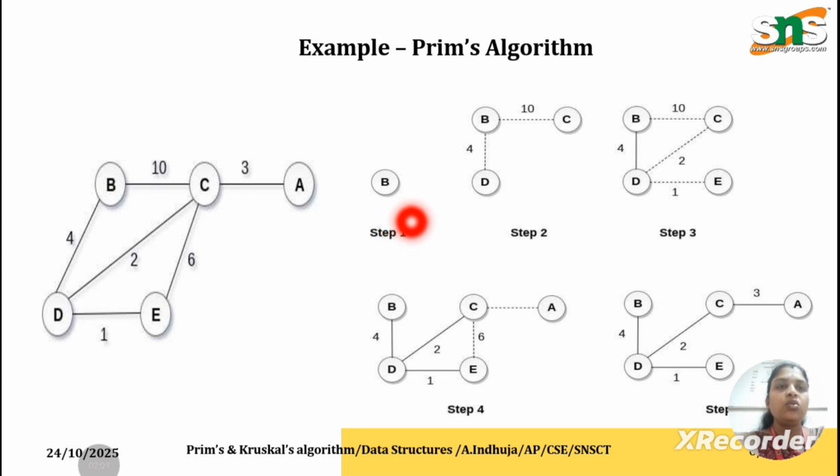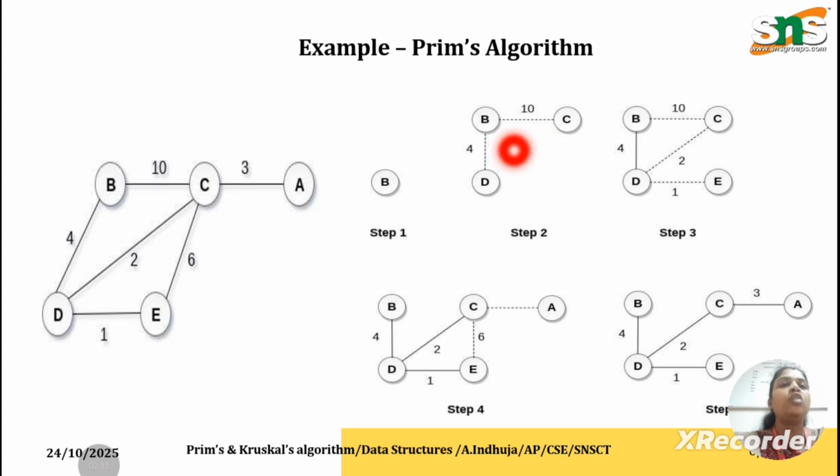The adjacent nodes of B are D and C, with weights 4 and 10. B to C is 10 and B to D is 4. The minimum among these two is B to D, 4. So B to D, 4, alone is retained, and the remaining edge is retained as a dotted line.